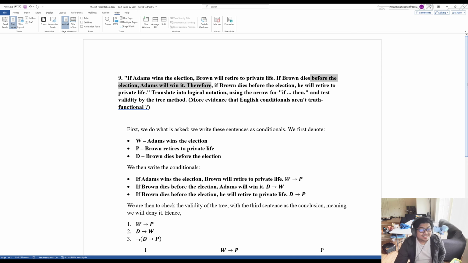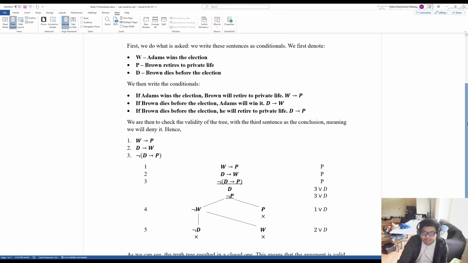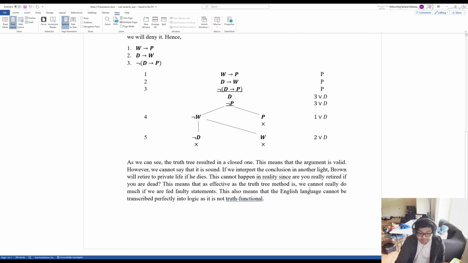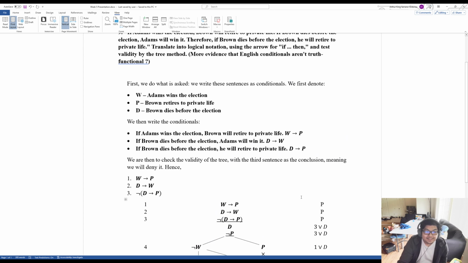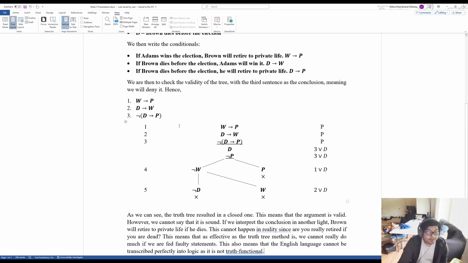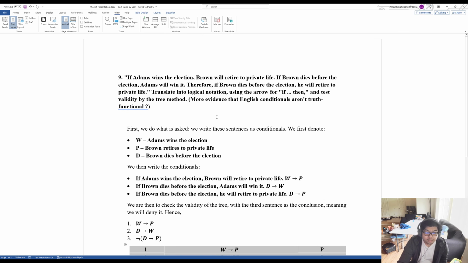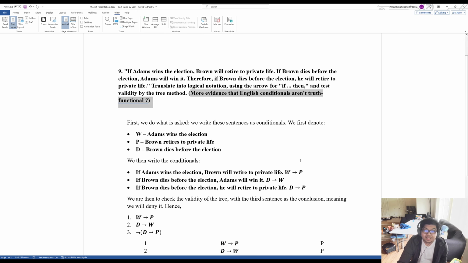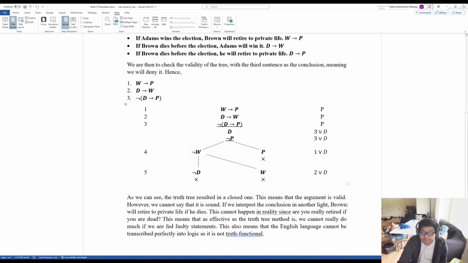As I recall reading in the book, it explains that what we really mean by if-then, instead of being a conditional, we mean it as a biconditional, if that makes sense to you. And yeah, going back to the topic, this shows that English conditionals aren't really truth functional.